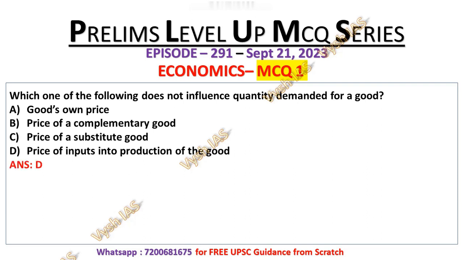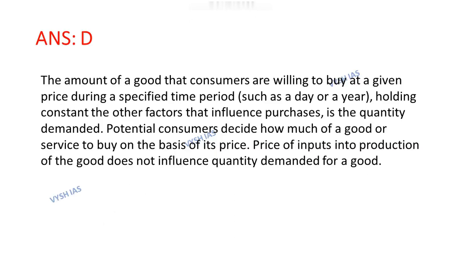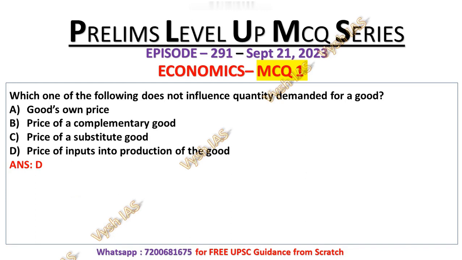So its correct answer will be option number D, that is the price of inputs into production of the good does not influence quantity demanded for a good. The amount of the good that consumers are willing to buy at a given price during a specified time period, holding constant the other factors that influence purchase, is the quantity demanded. So it is basically the definition of the quantity demanded. Potential consumers decide how much of the goods or services to buy on the basis of its price. Price of input into production of good does not influence quantity demanded for the good, that is statement number D, and this factor does not influence the quantity demanded for a good.